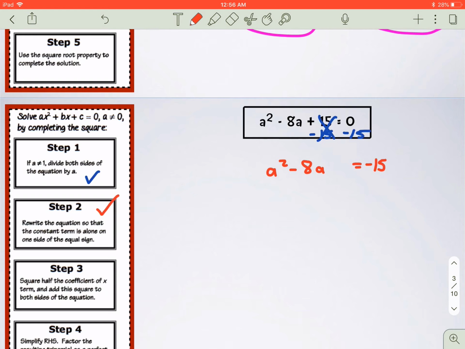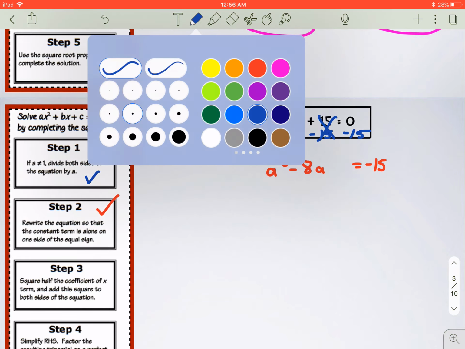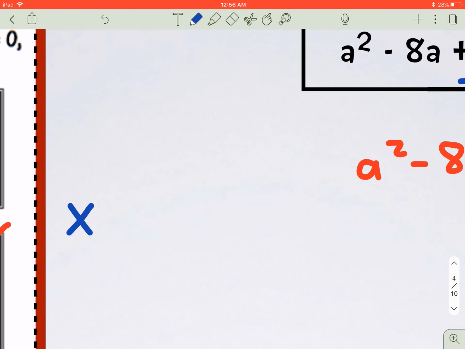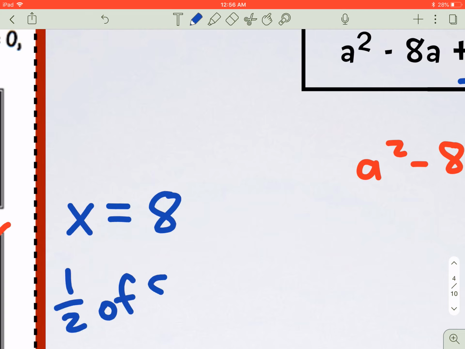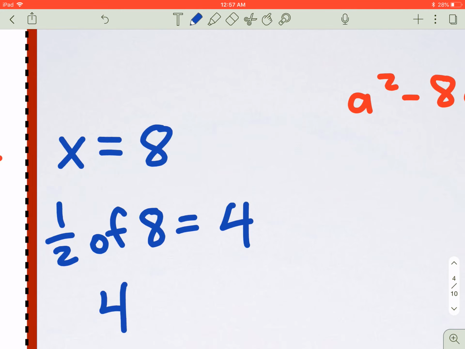Step 3 says to square half the x coefficient and then add the square of that to both sides. So what is my x coefficient? My x coefficient, even though it's labeled a, is still my middle term, is 8. So if I go over here, I'm going to say, well, x equals 8. So 1/2 of 8 would equal 4. And when I square that, 4 squared equals 16.